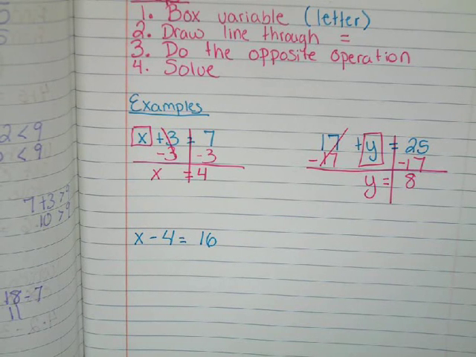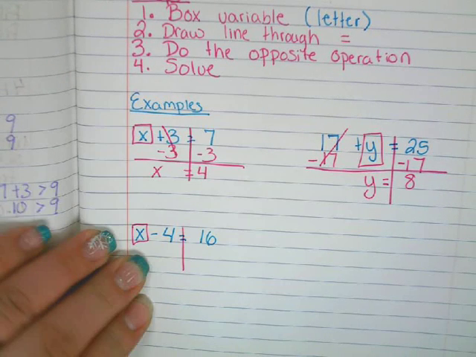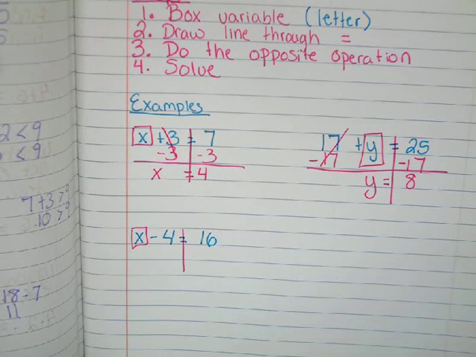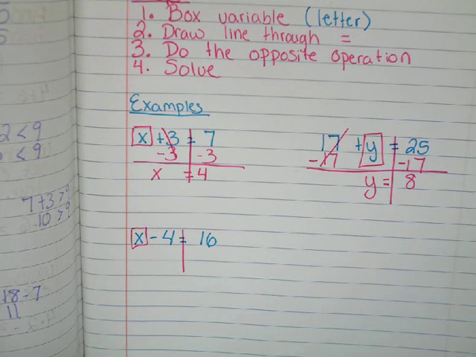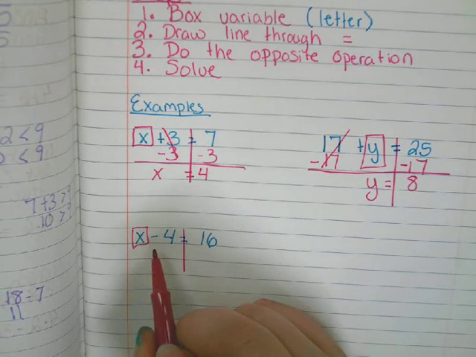Let's try x minus 4 equals 16. You boxed your letter. I boxed my letter. Put a line through the equal sign. x minus 4 equals, and then you put 4 down. What am I going to do with minus 4? Why am I going to minus 4? Because it's on the same side as the x. I agree with the 4, but why are you subtracting 4? You should be adding 4 because it's already subtracting. You've got to do the opposite. So now I'm adding 4.